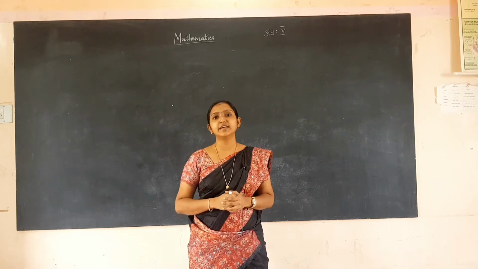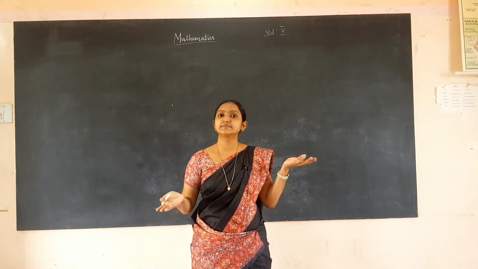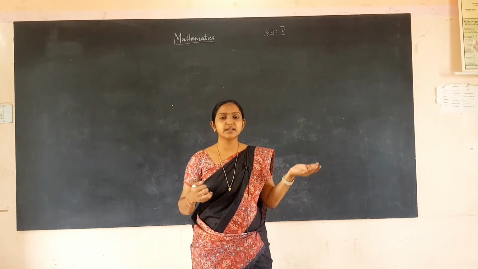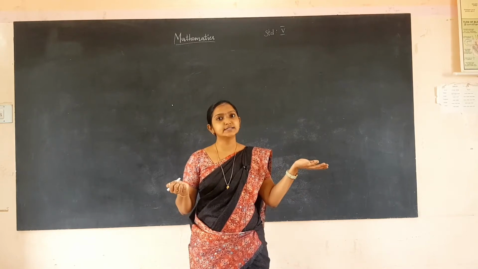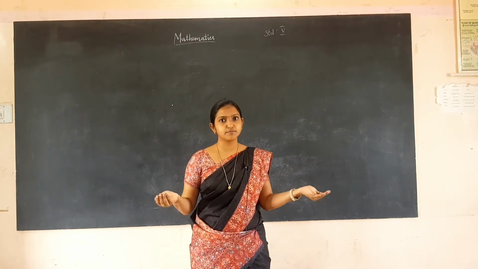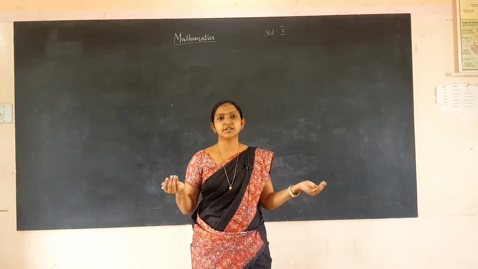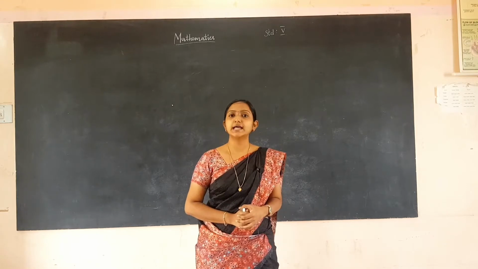While comparing the weight, we will say that this material is heavier than this material. This material is heavier and this material is lighter. Iron is heavier when compared with cotton. We are just considering two objects and measuring. In today's class, we are going to learn about measurements and their units.